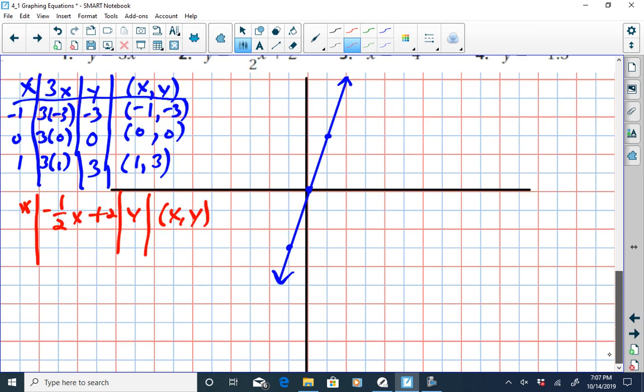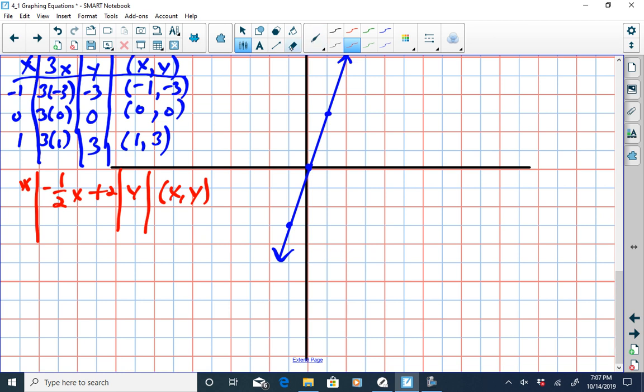Alright. Now when we have an equation where the coefficient of the variable is a fraction, we want to be a little bit more choosy with our input values. And what do I mean? Well, in order to get integer values as our outputs, I want to choose input values that are divisible by 2, and this way we're going to get integer values for our output. So I'm going to use -2, 0, and +2. And this way I know I'm going to get integer values for the output.